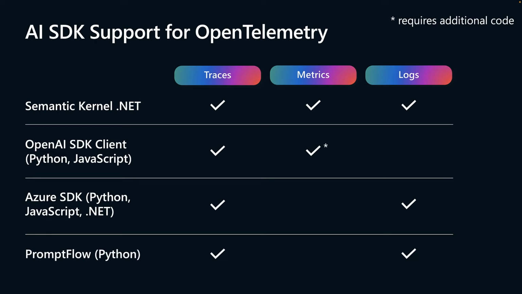And then finally, if you're experimenting with PromptFlow, it supports OpenTelemetry out of the box, and that works by emitting traces for your flows, and it converts your flows into traces. And then if you're using logging, you also get that information.